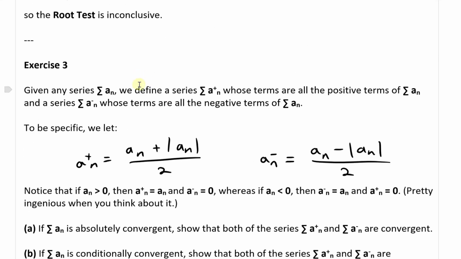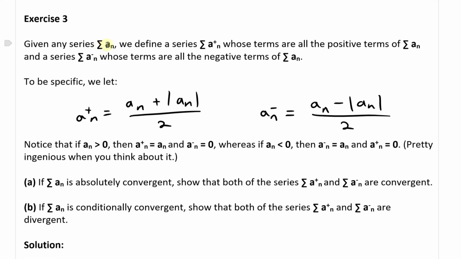This one's a very interesting exercise. Given any series, the summation of a_n, we define a series a_n plus, the summation of that, whose terms are all the positive terms of the series a_n. We also define a series a_n minus, that is a_n with a minus sign on top. The plus one has all positive terms, and this one is all the negative terms of the series a_n.